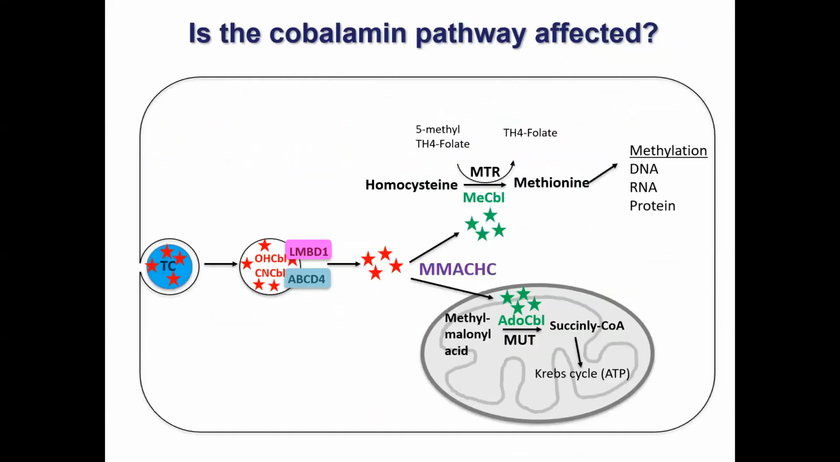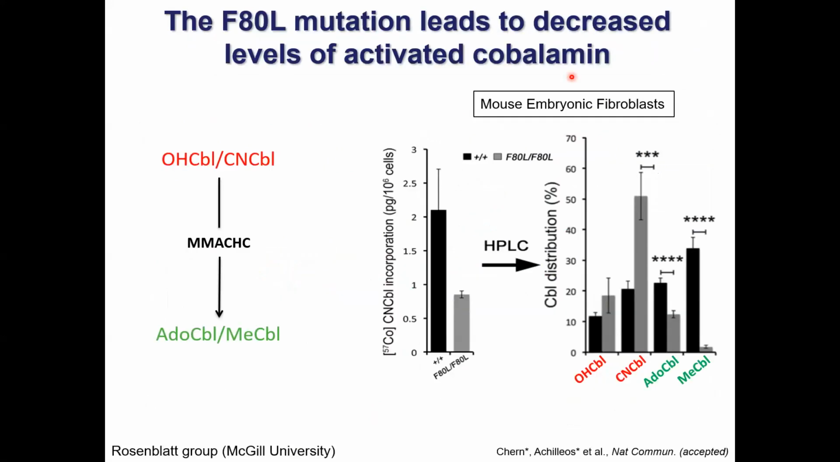Okay, so now we made the mouse model. Now we need to see whether they recapitulate the patients, whether they recapitulate the defects that the patients have. And the first question we asked is whether the cobalamin pathway is affected, right? So we're modeling it after a cobalamin deficiency disorder. So we wanted to see, is cobalamin affected? Okay, and the answer is yes.